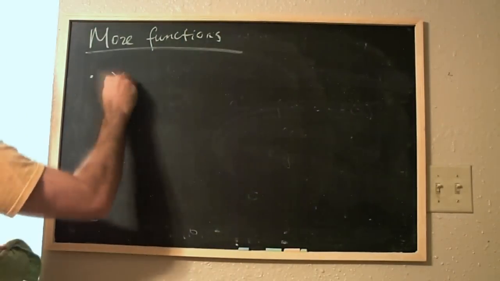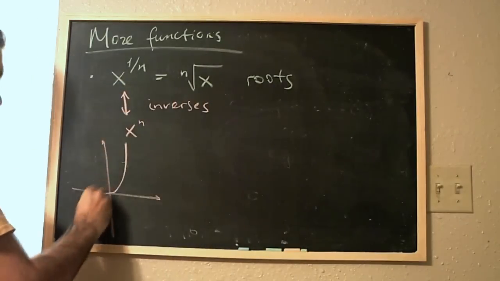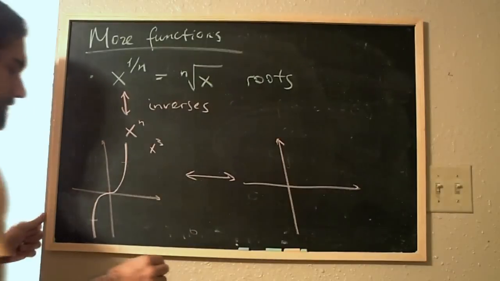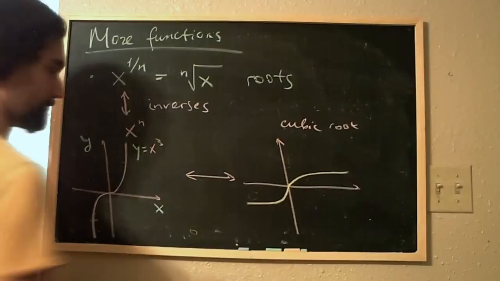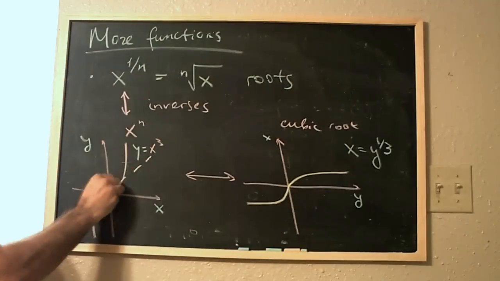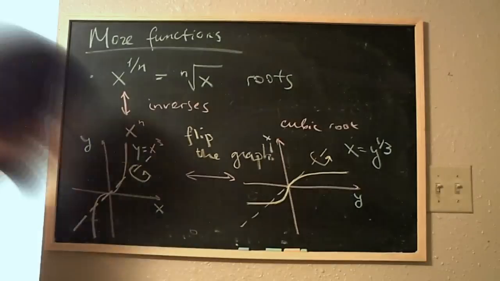Let's look at more functions. X to the power 1 over n is a popular one, which is more familiar to you as the nth roots of x. And that's just the inverse of x to the n. Let's look at the graph. The graph of x to the power 1 over n is, unsurprisingly, just the graph of x to the n flipped over. Why? Well, consider the case of y equals x cubed.